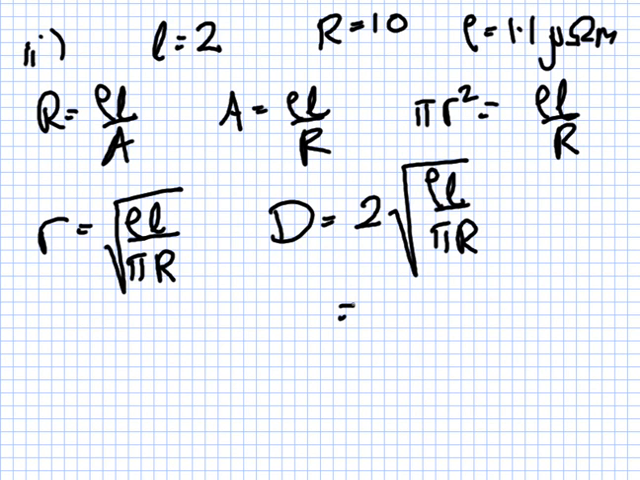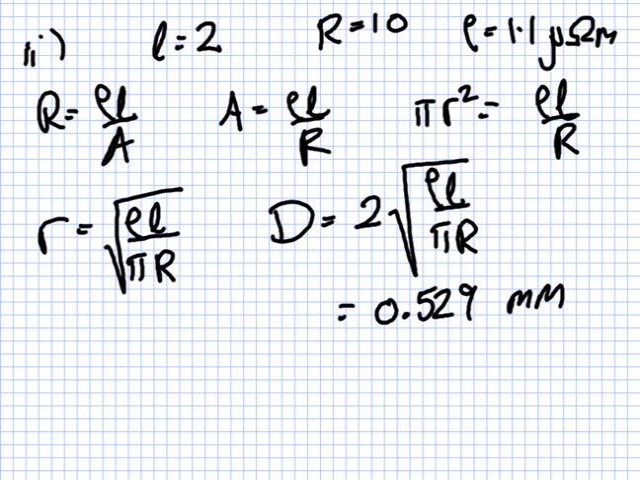So if I type in all the numbers, 2 with a root and a fraction, rho, which is 1.1 times 10 to the power of minus 6, times the length over pi times the resistance, which is 10. And I get a small answer, which I should, because it's usually a wire, not even a millimeter. It's 0.529 millimeters is the diameter.